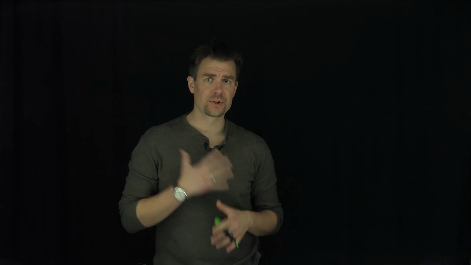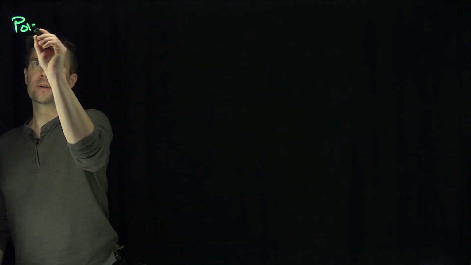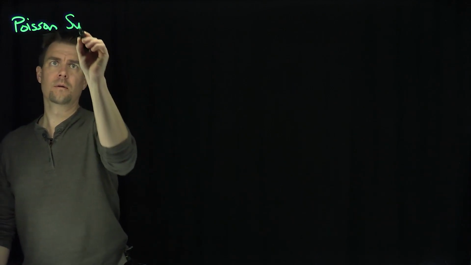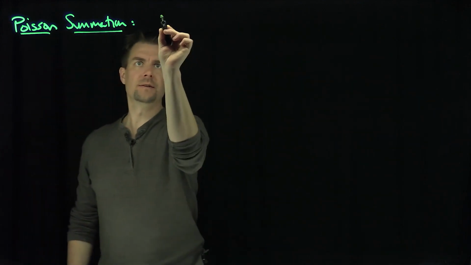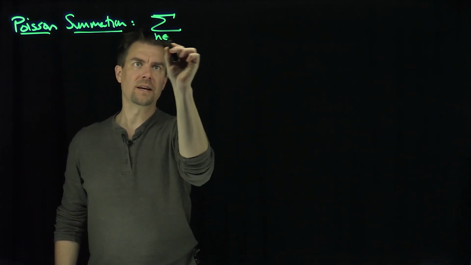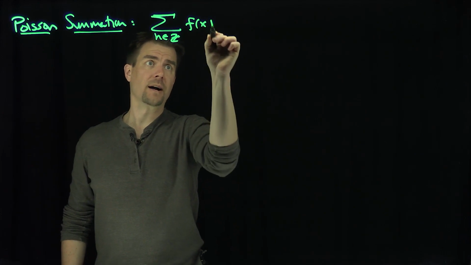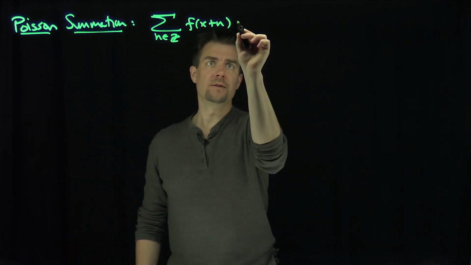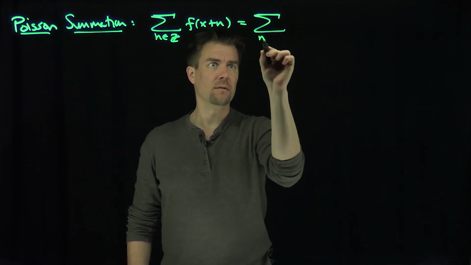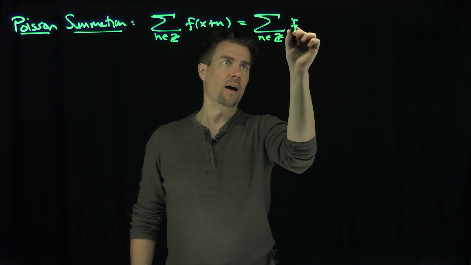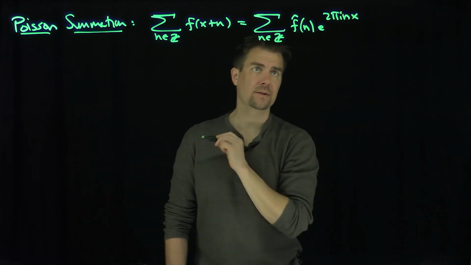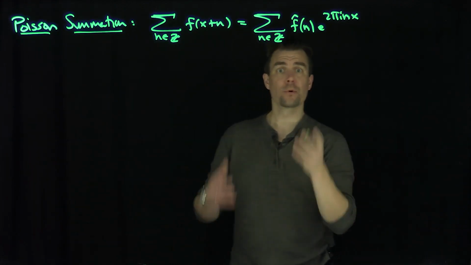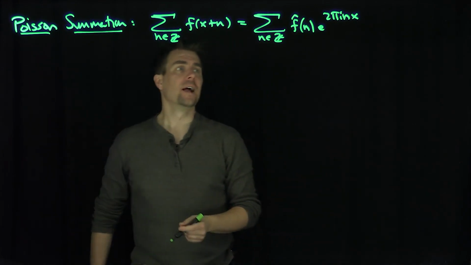Hello students, in this video we'll see an example of applying the Poisson summation formula. Let's recall that previously we've proven the Poisson summation formula. It states that the sum over n in Z of f of x plus n is equal to the sum over n in Z of f hat of n e to the 2 pi i n x, the Fourier representation of these things. These are both periodic versions of the same function. And so that's Poisson summation.